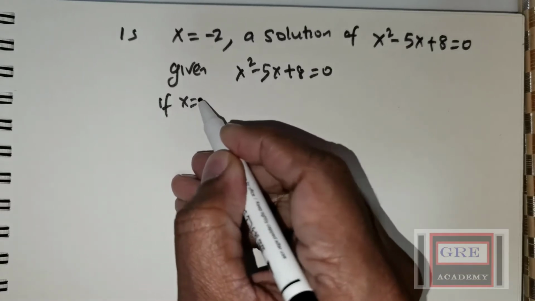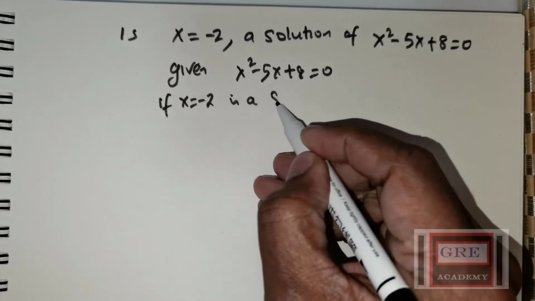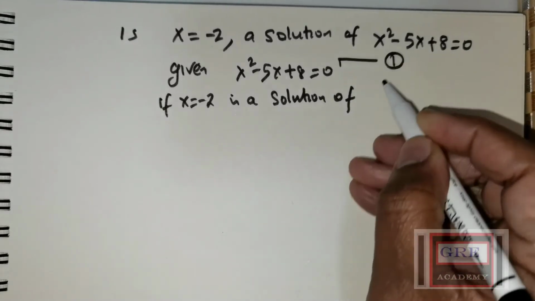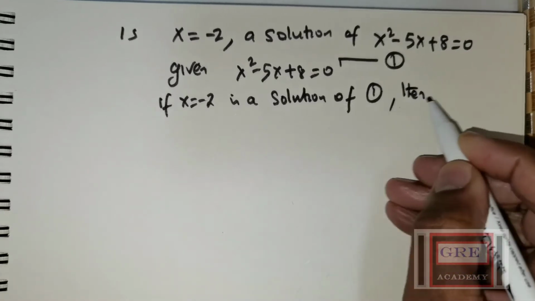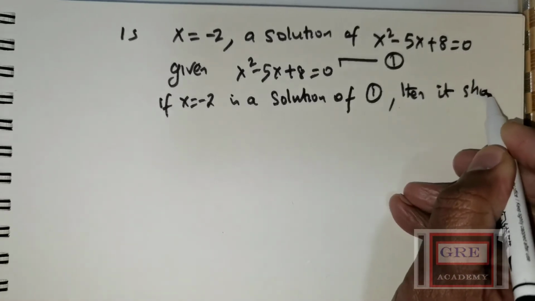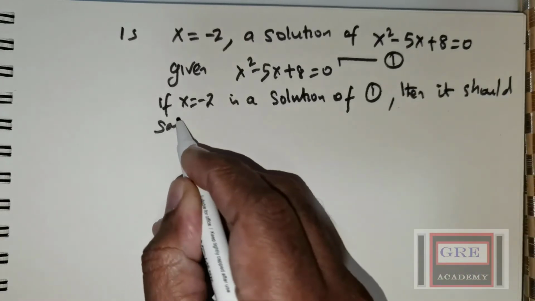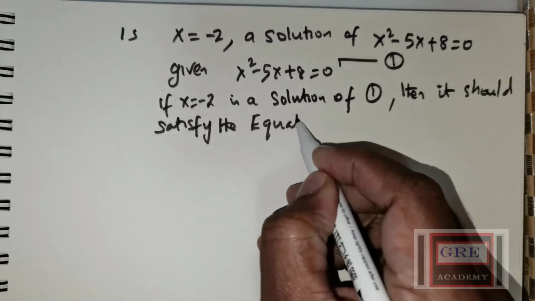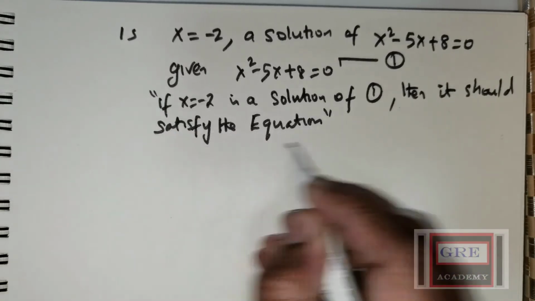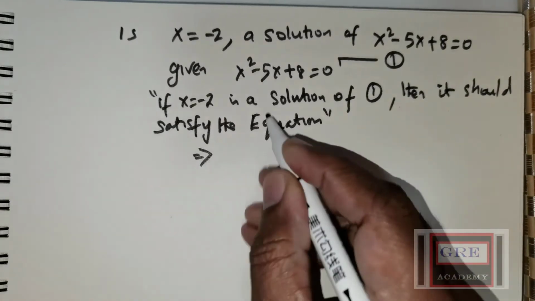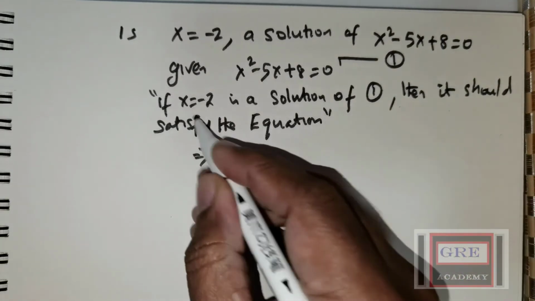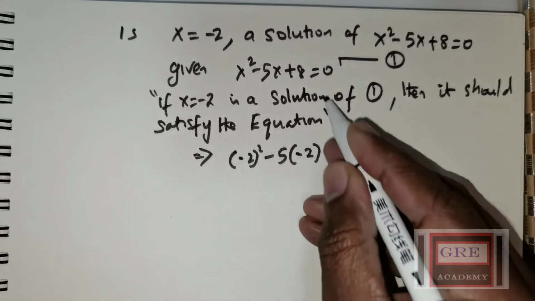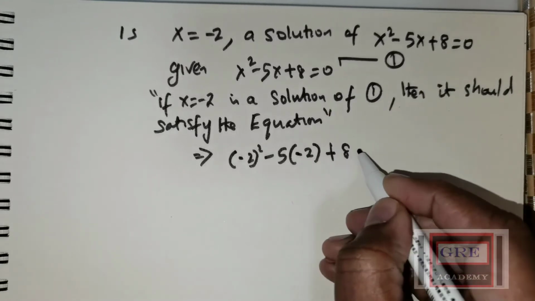If x equal to negative 2 is a solution of, if I were to take this as 1, then it should satisfy the equation. So this is an important step to write. So this means if I substitute x equals negative 2, I should be getting the value 0. So let me see if I'm able to get the value 0.